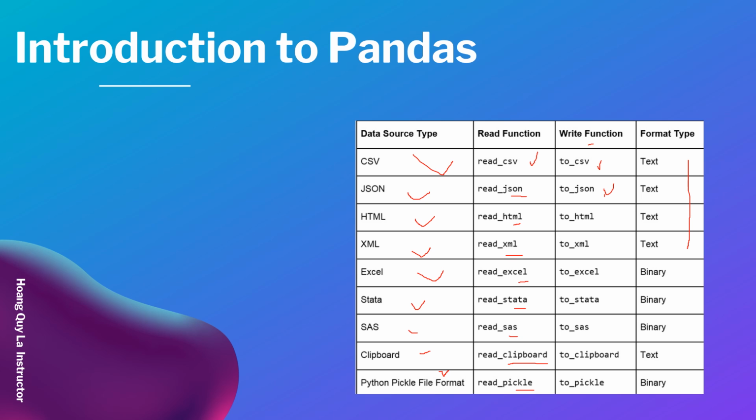So we have CSV, JSON, HTML, and XML, which are text. Excel and Stata are binary, and SAS is also binary. Clipboard is text, and the Python Pickle file format is binary.